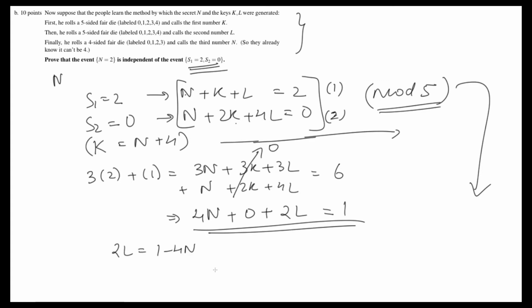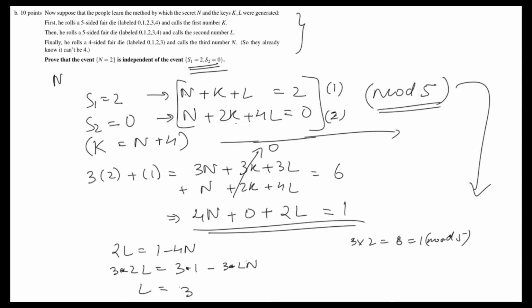And let's multiply both sides by the multiplicative inverse of 2, which is 3. So 3 times 2l is equal to 3 times 1 minus 3 times 4n, right? Because 3 times 2, I'm just going to mention, is equal to 6, which is equal to 1 mod 5. Therefore, 3 is the multiplicative inverse of 2. So now we have L is equal to 3.